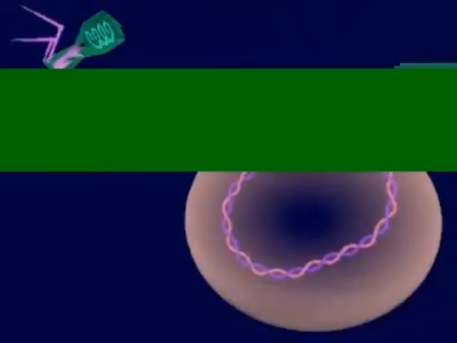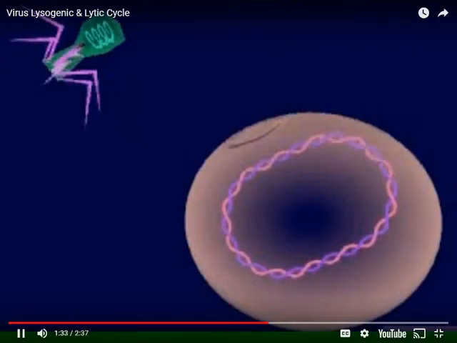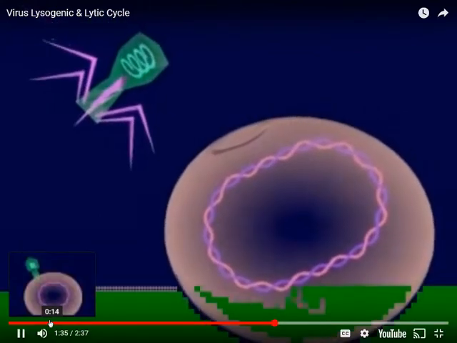The lytic cycle is a viral reproductive cycle in which a virus takes over all metabolic activities of a cell, replicates itself many times, then destroys the host cell.